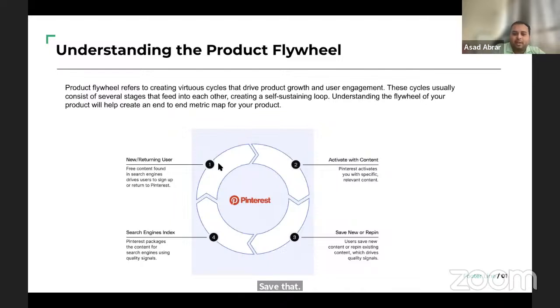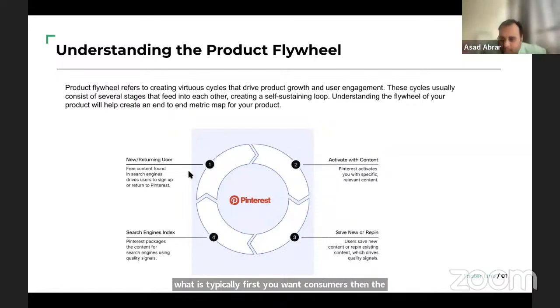If you look at any social media startup, there are creators and there are consumers, the people who create content. In a classic flywheel, first you want consumers, then the consumers should turn into creators, and those creators should create enough content, and then that content should bring in new consumers.